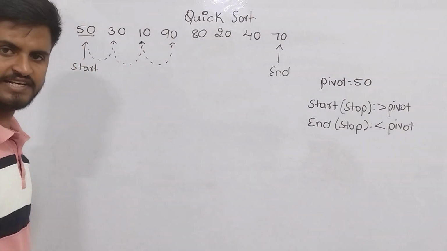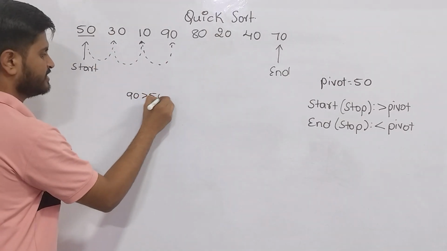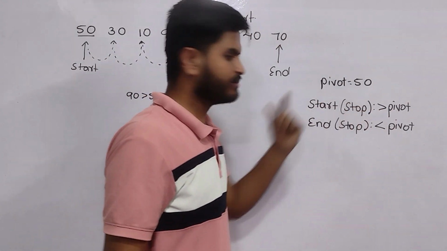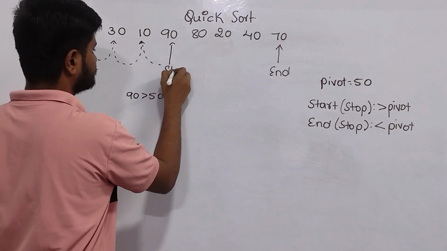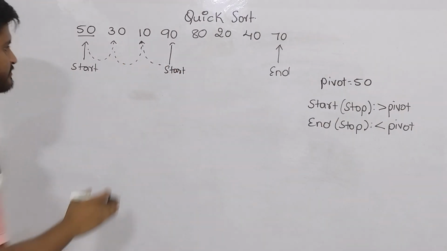Now I approach 90. 90 is greater than 50. If the value is greater than 50, that is, greater than the pivot, you must stop here. So my start arrow came and stopped here.